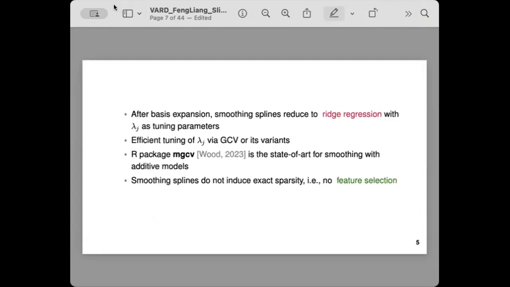Now, due to the smoothness of the ridge estimators, there are actually efficient ways to tune the smoothing parameter lambda_j using criteria like GCV. And one state-of-the-art implementation, in the R package mgcv, automatically tunes lambda_j inside the fitting algorithm. However, there's one major limitation. Smoothing splines do not induce exact sparsity. In other words, they do not perform feature selection.